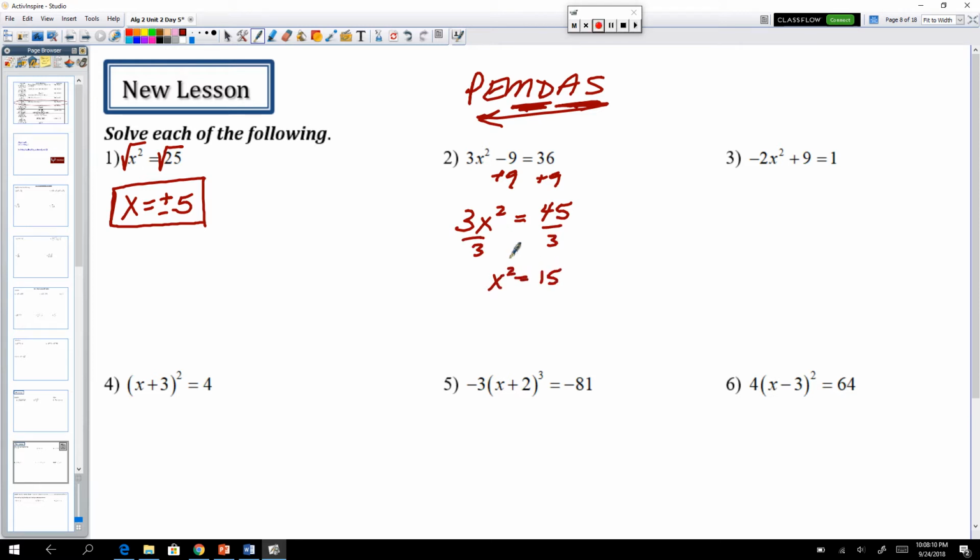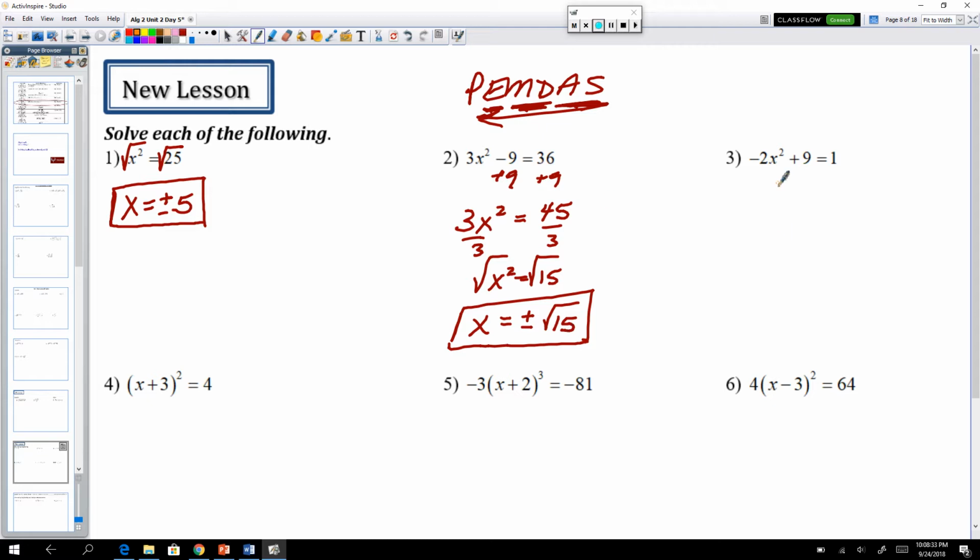And then I will need to counteract the e part, the exponent part, I'll need to take the square root, or the 1/2 power of both sides. But just remember, when I do that, I have to have both the positive and negative square root of 15. Okay? So account for both of those when you have even roots.